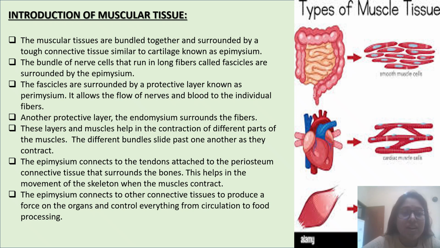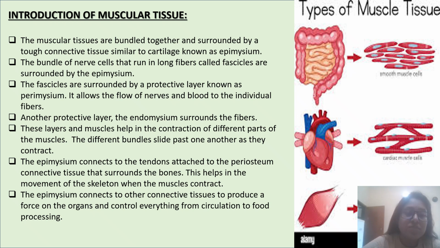The fascicles are surrounded by a protective layer known as perimysium. It allows the flow of nerves and blood to the individual fibers. Then another protective layer, the endomysium, surrounds the fiber. These layers and muscles help in the contraction of different parts of the muscles. The different bundles slide past one another as they contract.